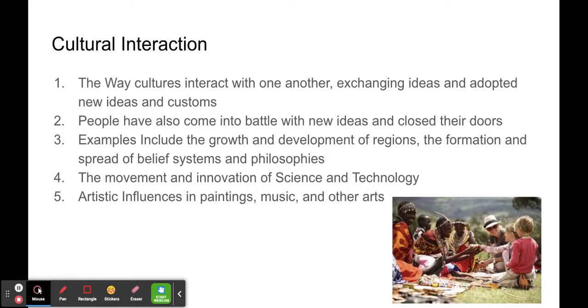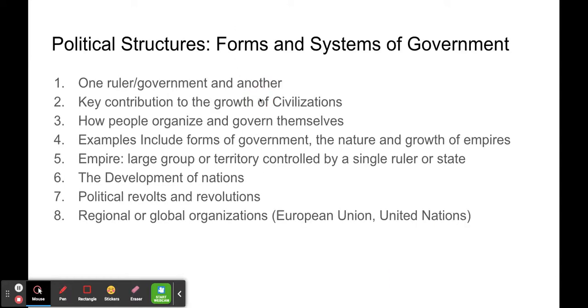People have also come into battle with new ideas, and they may not like those new ideas, so they shut their doors. Examples include the growth and development of regions, the formation and spread of belief systems and philosophies, the movement and innovation of science and technology, and the influence in artistic things such as painting, music, literature, etc.